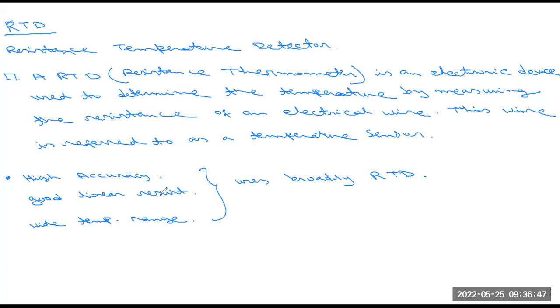That means it gives a stable result. Another one, wide temperature ranges. That means it is used at low temperatures and at higher ranges of temperature. So these are the basic advantages. This is also advantageous over the thermistor or thermocouple. Okay. In the previous class we discussed the thermistor.